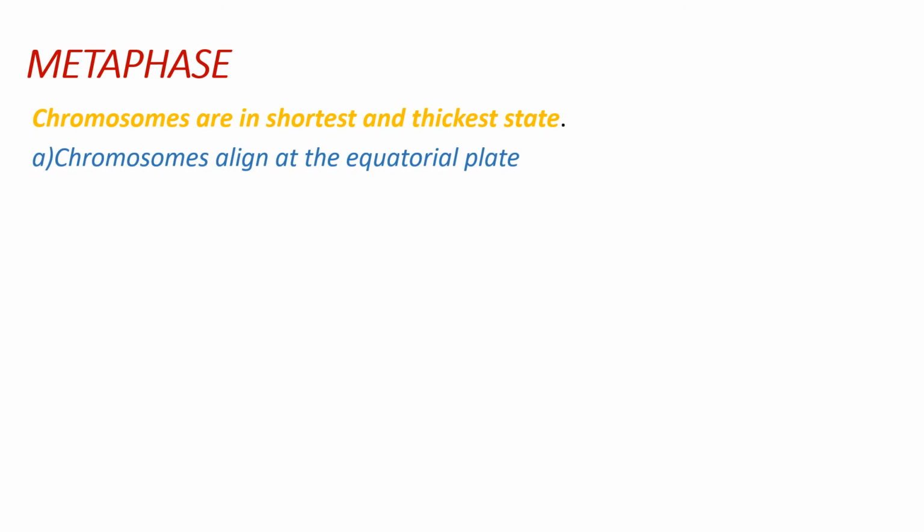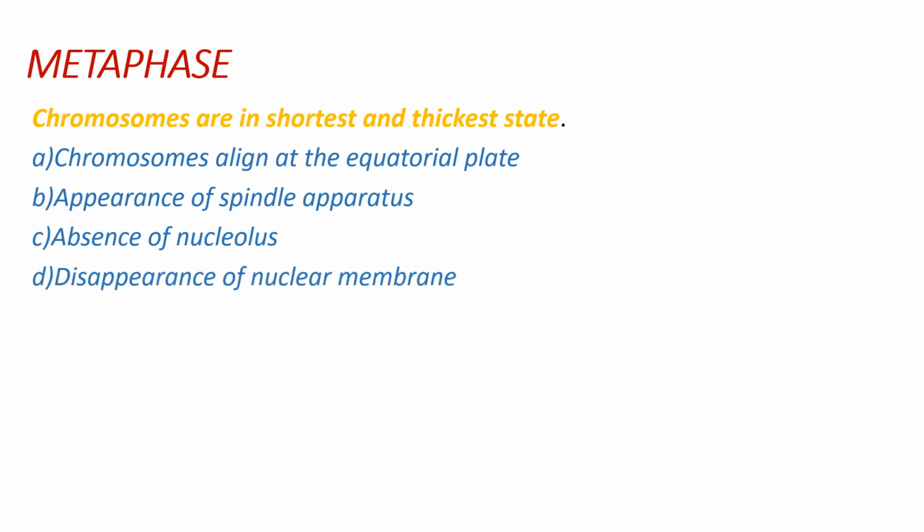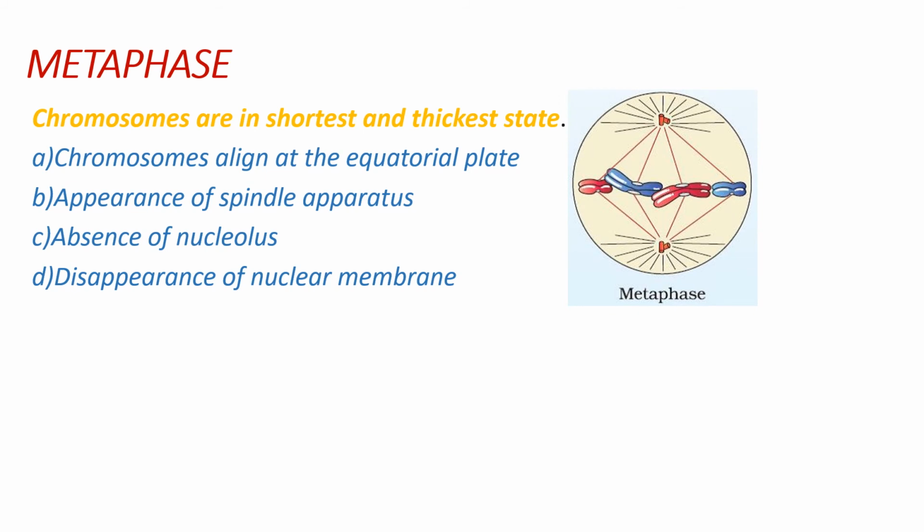Firstly, the chromosomes align at the equatorial plate. The spindle apparatus is organized and the spindle fibers are attached to the centromere of the chromosomes. There is no nucleolus during this stage and the nuclear membrane, which started to disintegrate at the end of the prophase, disappears completely during this stage. In this picture, you can see the different stages of metaphase. The chromosomes are aligned at the equatorial plate with attached spindle fibers from the spindle apparatus.